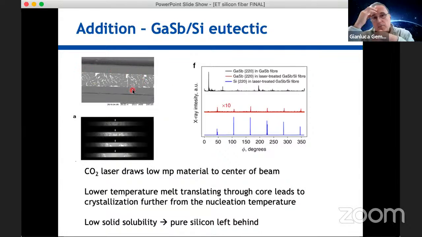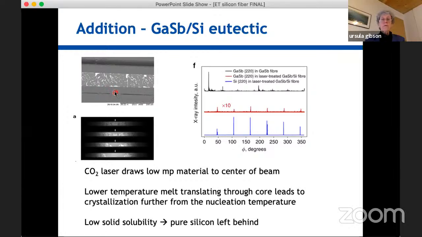we start... 5 minutes, Ursula. Okay, thank you. We start out with a combination of the two materials in a complicated structure.